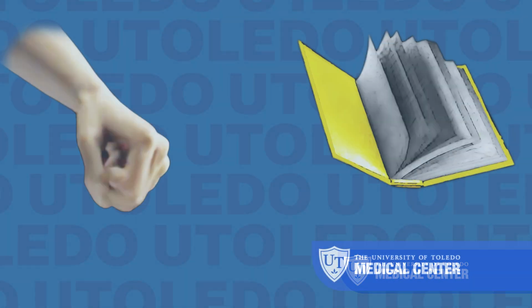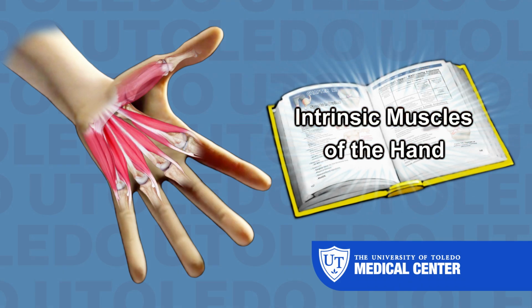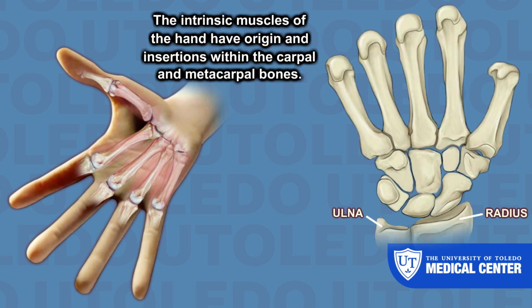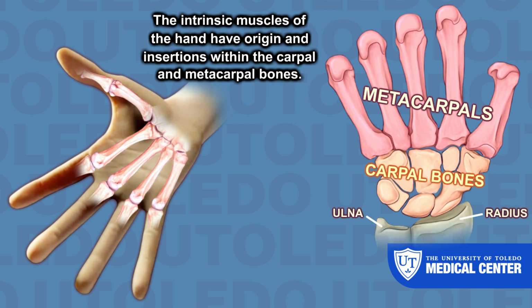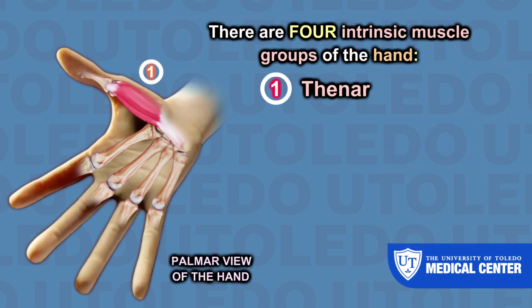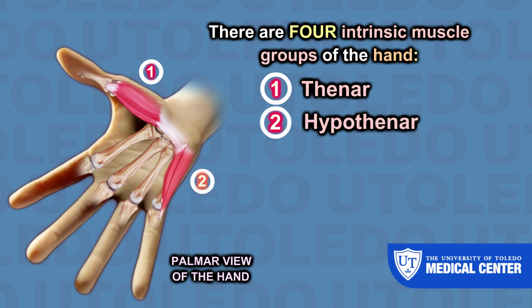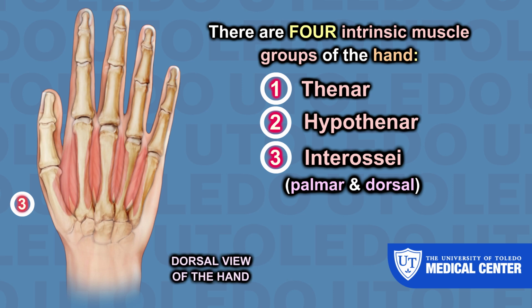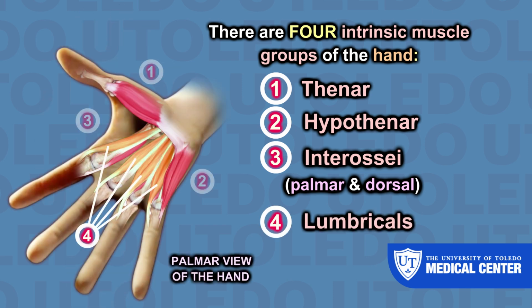In this video, we will discuss the anatomy associated with the intrinsic muscles of the hand. The intrinsic muscles of the hand have origin and insertions within the carpal and metacarpal bones. There are 4 intrinsic muscle groups of the hand. 1. The thenar group. 2. The hypothenar group. 3. The palmar and dorsal interossei muscles. And 4. The lumbricals.